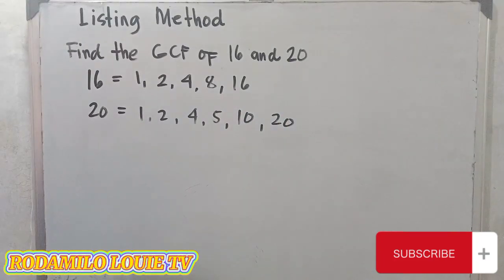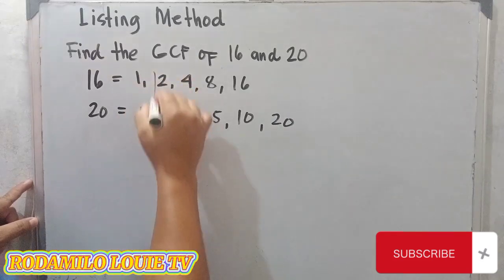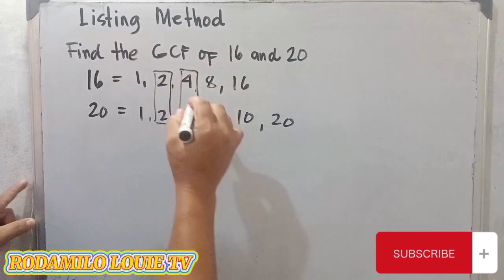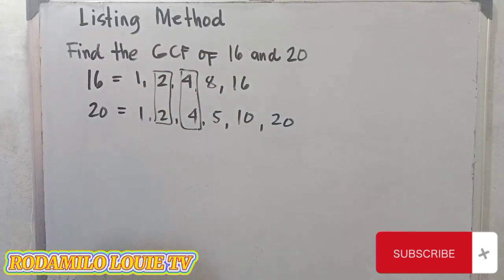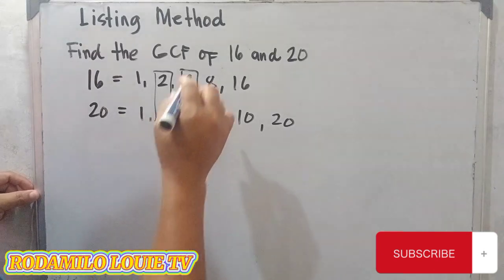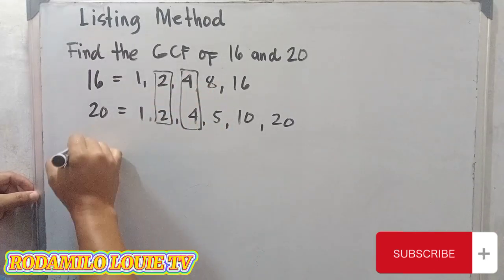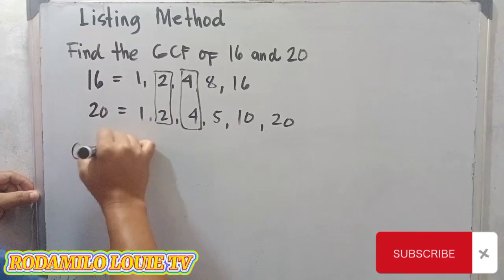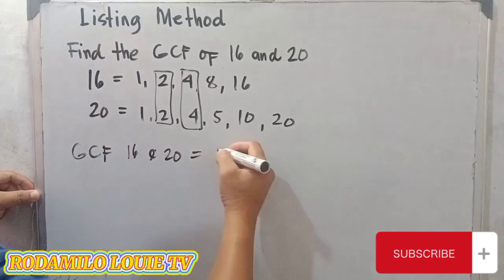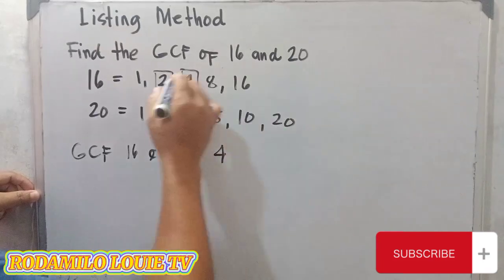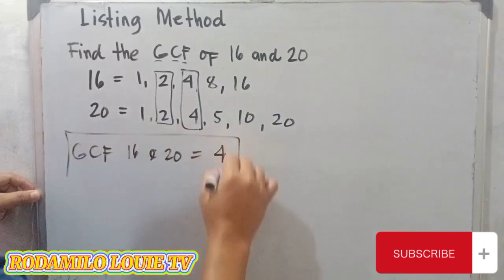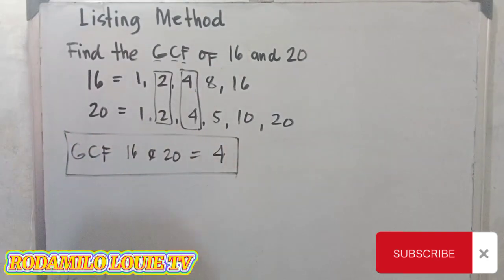So therefore, naidwa ka common ang 2 o kining 4. So kay greatest common factor, ang GCF sa 16 ug 20 is 4. So ang GCF sa 16 and 20 is equal to 4 kay greatest common factor man atong gipangita. So mao na atong answer.